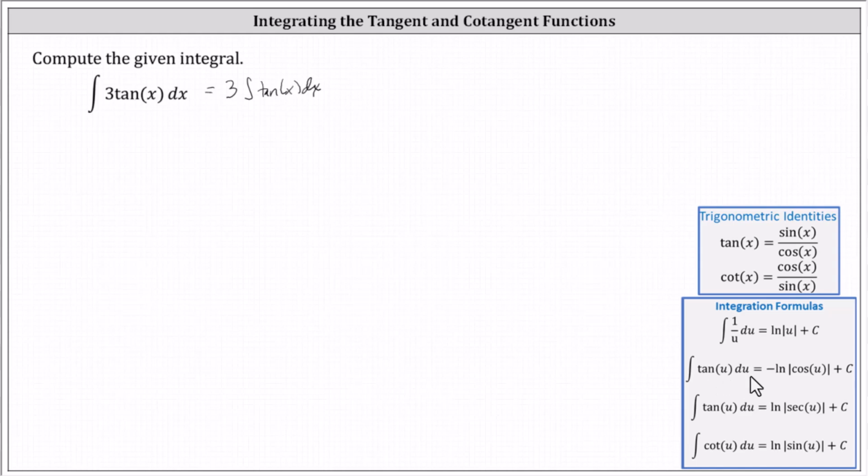The integral of tangent u du equals negative natural log absolute value of cosine u plus c, which is equivalent to natural log absolute value of secant u plus c. Which means in our case, the antiderivative of 3 tangent x dx is equal to 3 times negative natural log absolute value of cosine x plus c, which results in an antiderivative of negative 3 natural log absolute value of cosine x plus c, which is equivalent to positive 3 times natural log absolute value of secant x plus c.